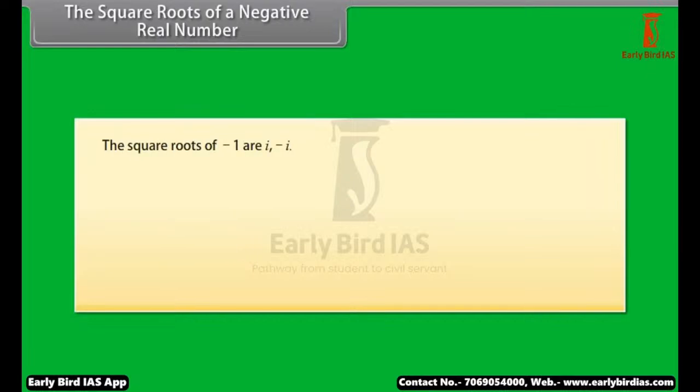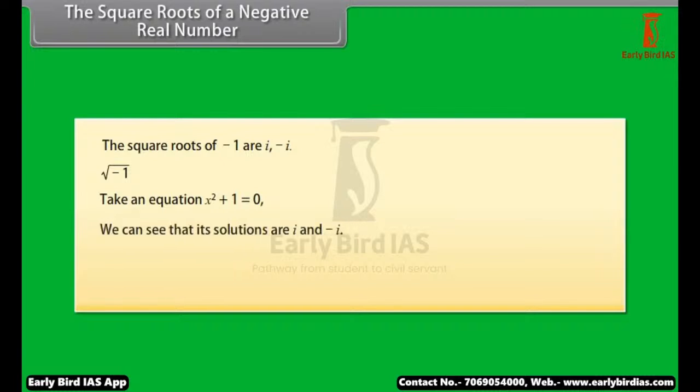The square roots of minus 1 are iota, minus iota. This symbol means iota. Take an equation x square plus 1 is equal to 0. We can see that its solutions are iota and minus iota. In general, for a positive real number a, square root of minus a is equal to square root of a into square root of minus 1 is equal to square root of a into iota.